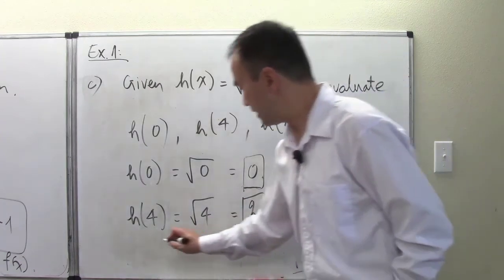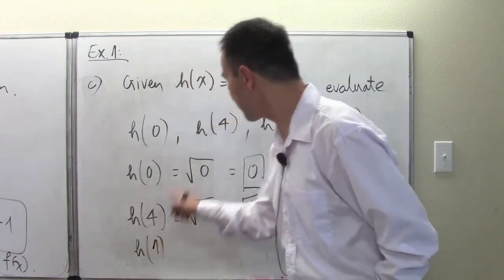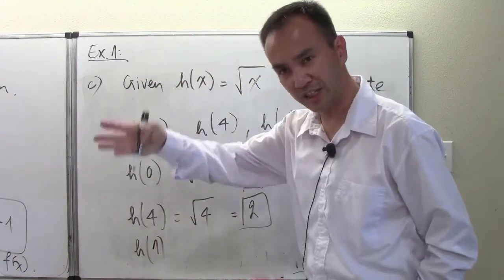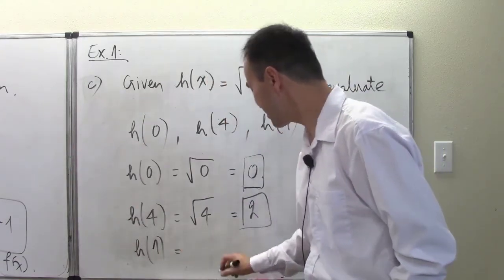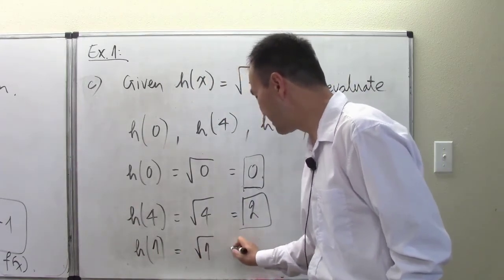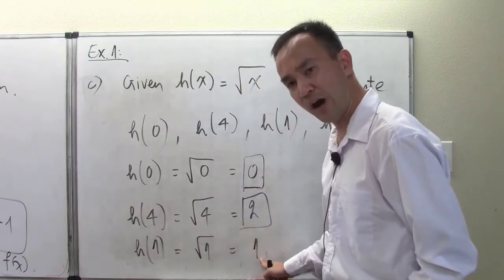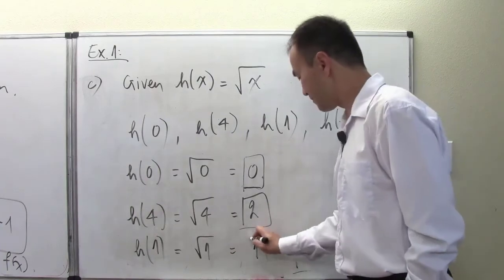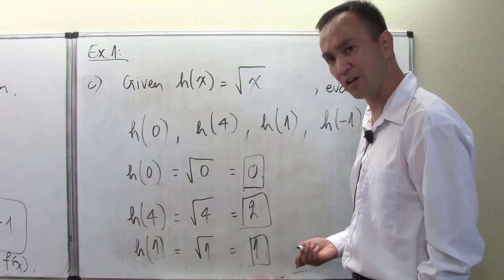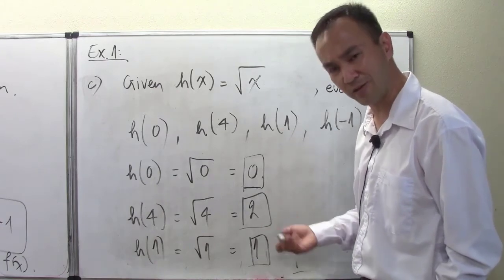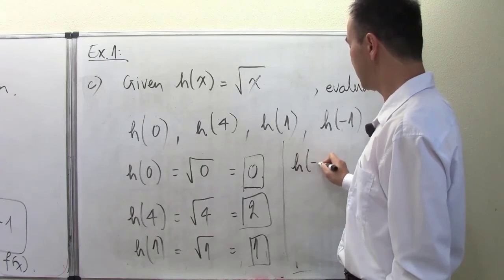All right, and then h of 1. So h is this rule over here. The rule says we take the square root of every input given. So now the square root of 1. The square root of 1 equals 1. So this is input, that is output. Okay, we're done with another problem. And you can see that I already pick up pace a lot faster compared to part A. Okay, so now how about h of negative 1?